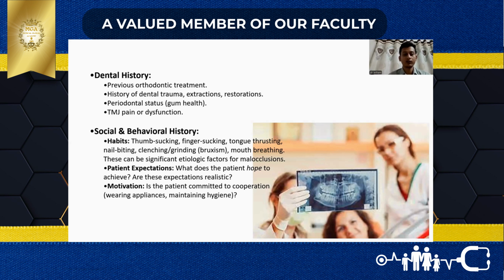Okay, so you will take the detailed dental history, and the next part is social and behavioral history, where you will check the psychological part of the disease. You will see for etiology. You will look for any habit of the patient, like thumb sucking, finger sucking, tongue thrusting, nail biting, clenching or grinding, that is bruxism, and mouth breathing. When you see these habits in the patient, you have to consider habit breaking appliances, because this will severely impact your proposed treatment plan.